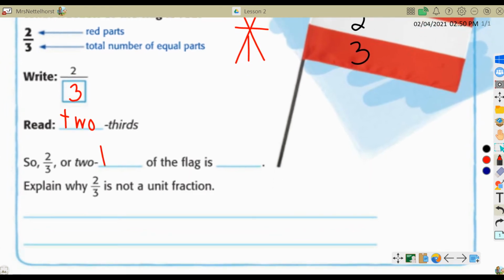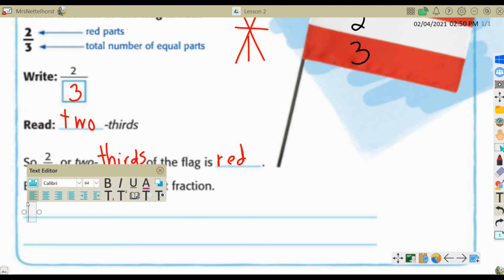2/3 looks kind of like 3. It's a little different. Of the flag is red. Explain why 2/3 is not a unit fraction. So I'm going to take out my typing tool and I'm going to type this one. And I'm going to use words from my question in my answer.